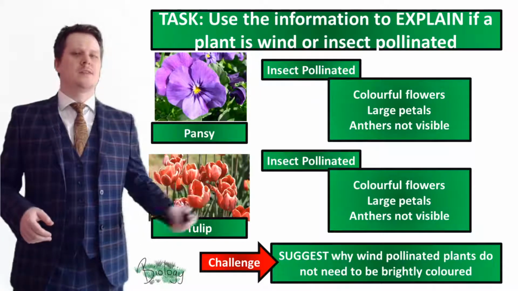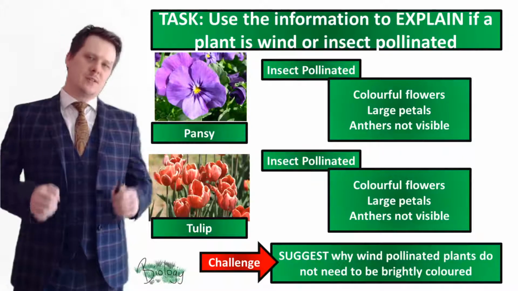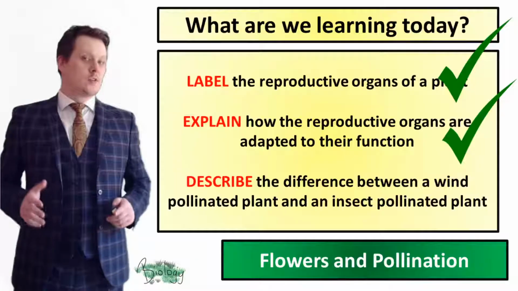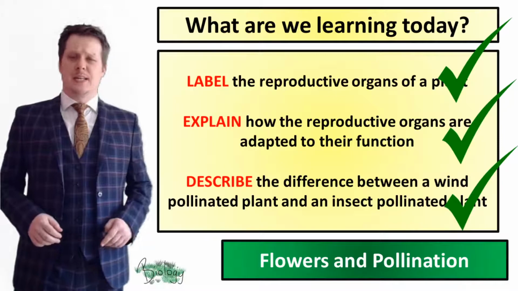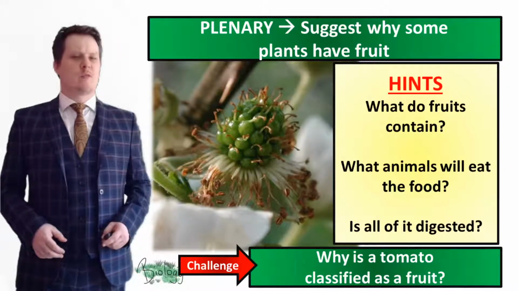For those who had a go at the challenge, wind-pollinated plants don't need to be brightly coloured because they don't need to attract insects. So now we've described the difference between a wind-pollinated plant and an insect-pollinated plant. We've got one more thing to do before we wrap this lesson up.